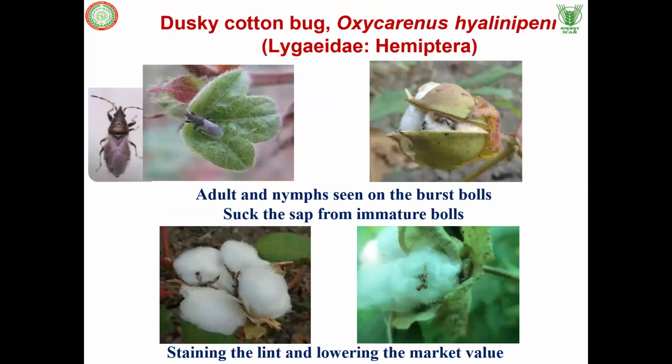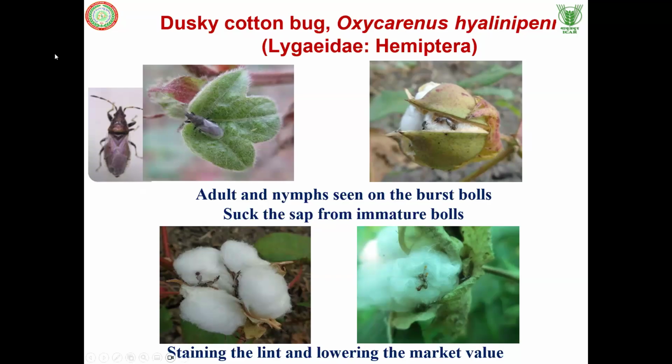And one more important sucking pest is the dusky cotton bug. It will not attack at the vegetative stage, and it will not attack at the flowering stage. It attacks at the most important stage, that is the boll formation stage or boll bursting stage. Moreover, these bugs are not present individually; they are always present in congregations, in groups.